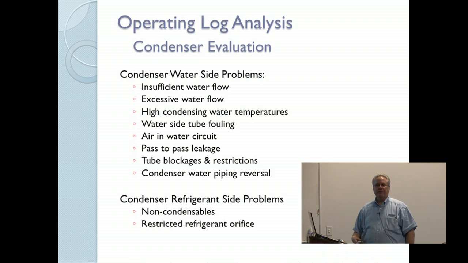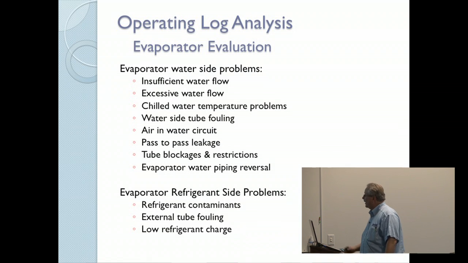Tube blockages and restrictions. Condenser water piping reversal. You're going to find this out of the chute, hopefully, at startup. But condenser refrigerant side problems, which could be non-condensables, air in the refrigerant circuit, or a restricted refrigerant orifice or expansion device. On the evaporator side, you could have a lot of the same problems. Pretty much all these are similar.